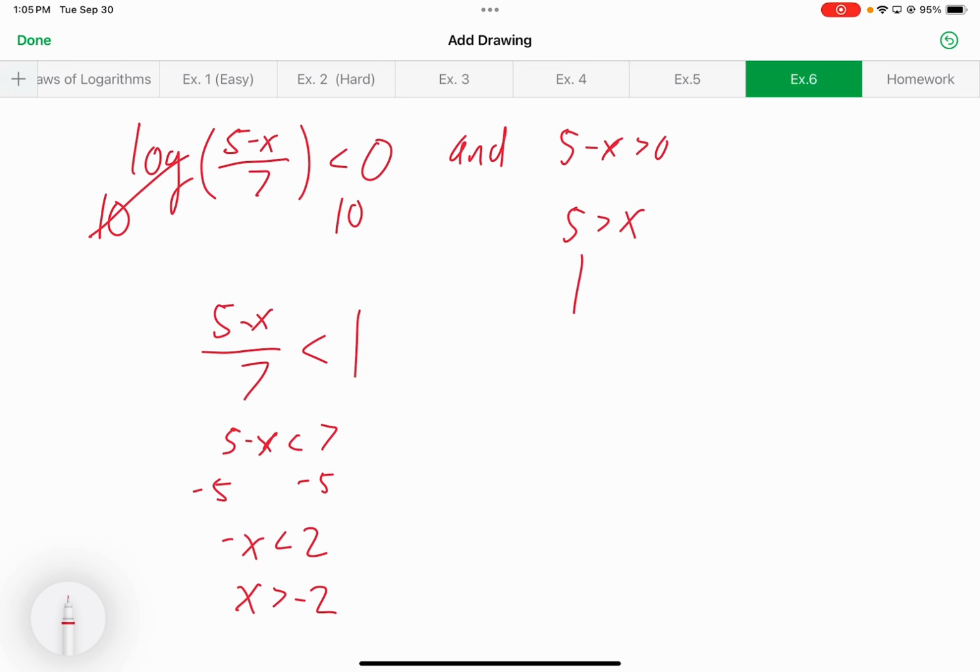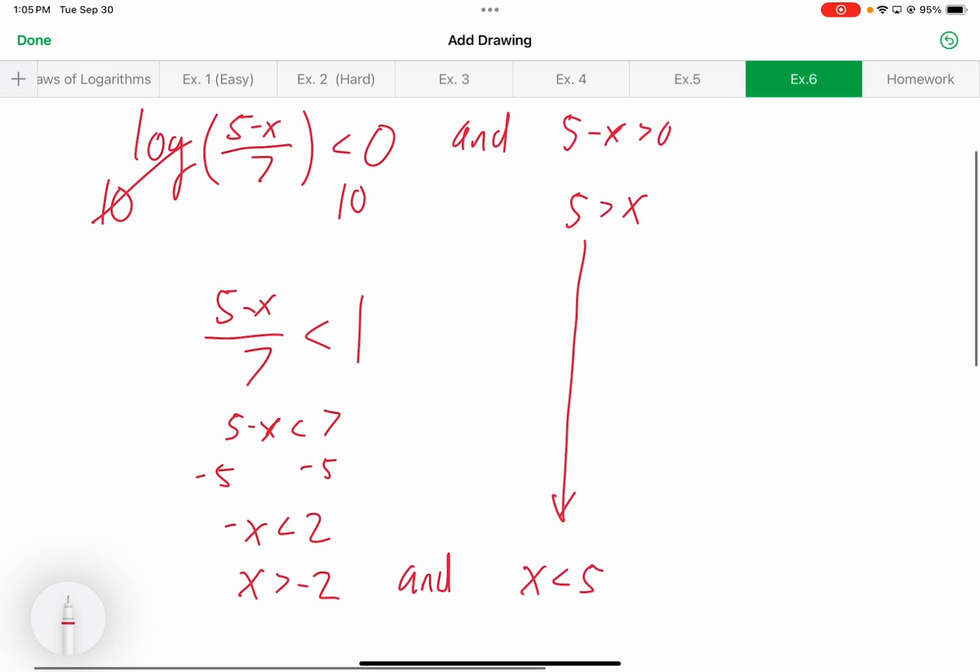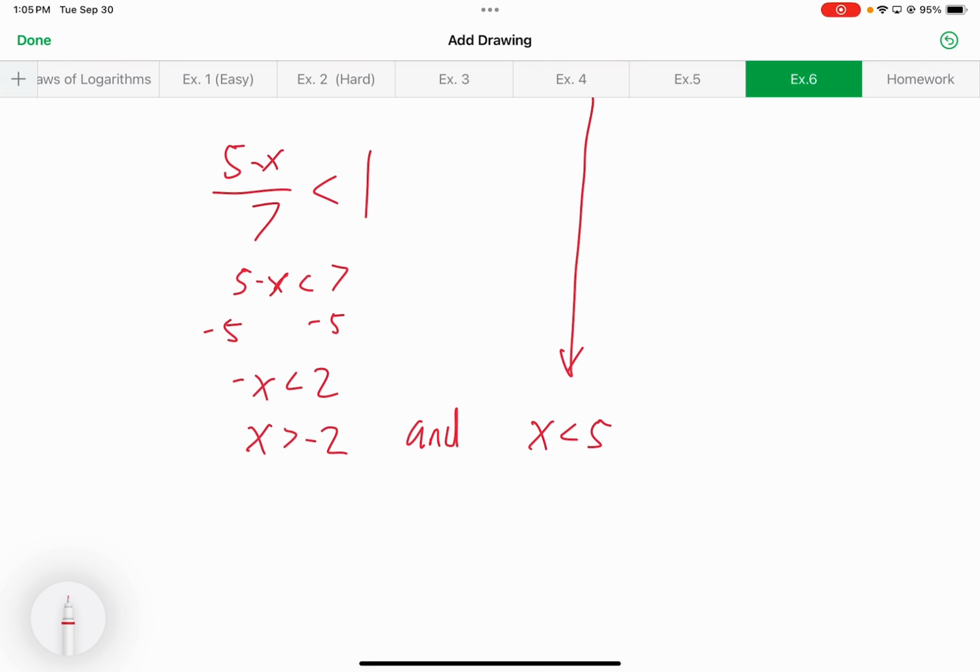But I'm going to be honest with you guys. I don't like writing it like that. I like my variable on the left side. It just makes more sense to me that way. Okay, so how would I write that? X is what? Less than 5. Okay. So I need x to be greater than negative 2, but less than 5.